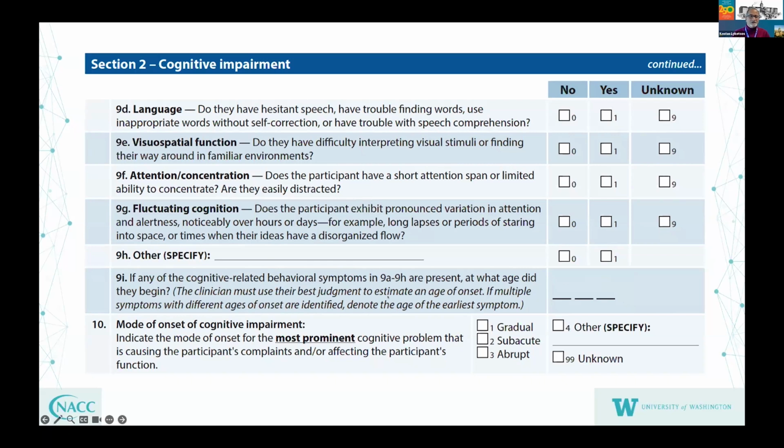And we also ask you to make a judgment about the mode of onset of cognitive impairment, going back to something we've all been taught for years. We're interested in whether it's gradual, subacute, or abrupt.